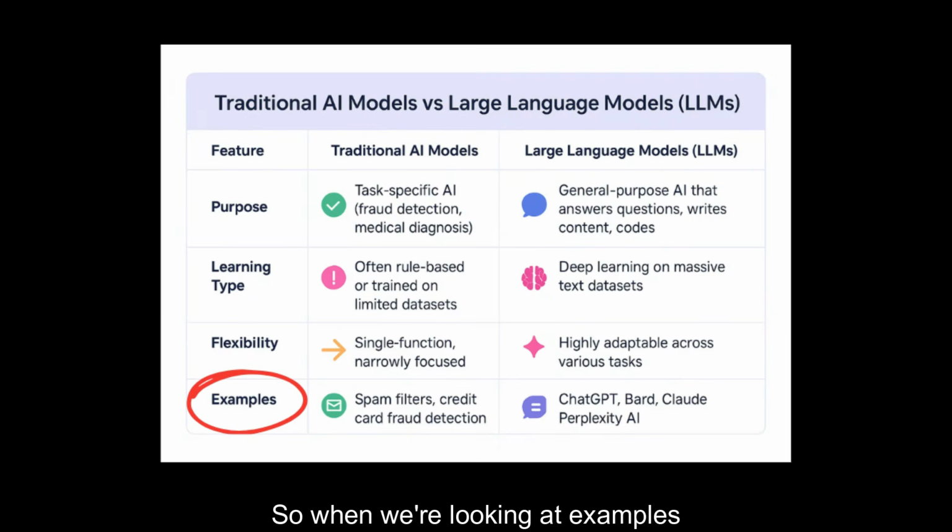So when we're looking at examples of traditional AI models, these tend to be things like spam filters and credit card fraud detection, which have been around quite a while. Whereas, as you know by now, large language models will be models like ChatGPT, Bard, Claude, Perplexity AI, etc.